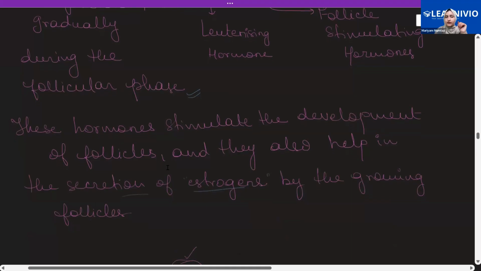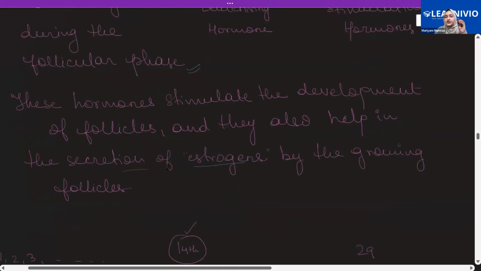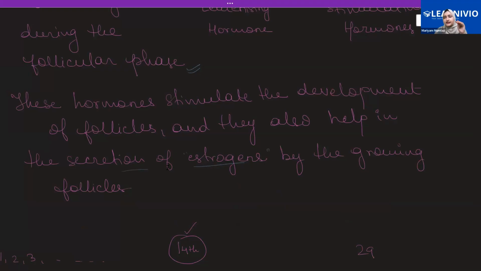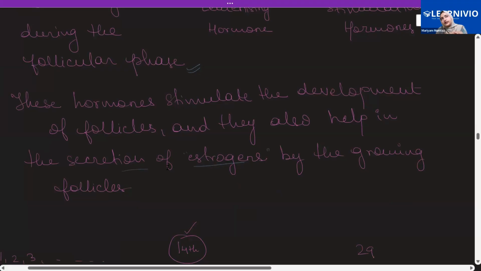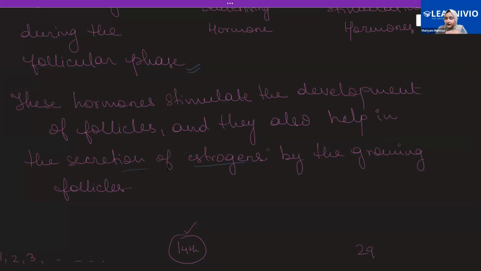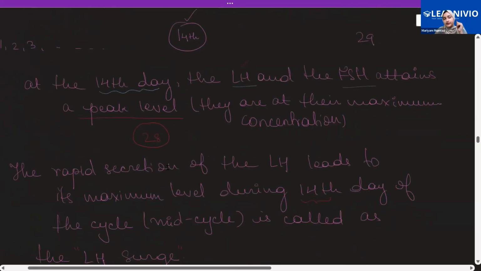Clear? So hormones such as estrogen and progesterone are released, as a result of which the division begins, the primary oocyte is formed, the secondary oocyte is formed, the Graafian follicle is formed, and the granulosa cells get surrounded, and everything of that sort happens. And then at the end, on the 14th day, suddenly there is a rise in the hormone LH. Luteinizing hormone reaches the peak of its concentration, and that is called the LH surge. As a result of the LH surge, ovulation happens.